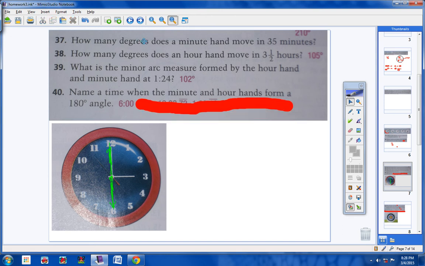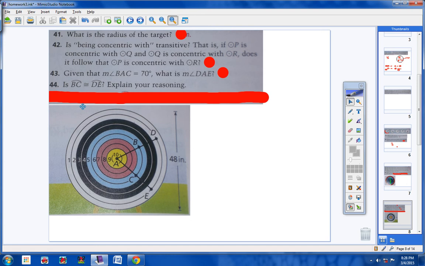Alright, moving on to numbers 41 through 44. Notice, first of all, question 41 says, what's the radius of the target? Well, look over here. They give us the total length across the whole circle is 48. So from here to here is 48. So the radius would be half of that, so your radius is 24.